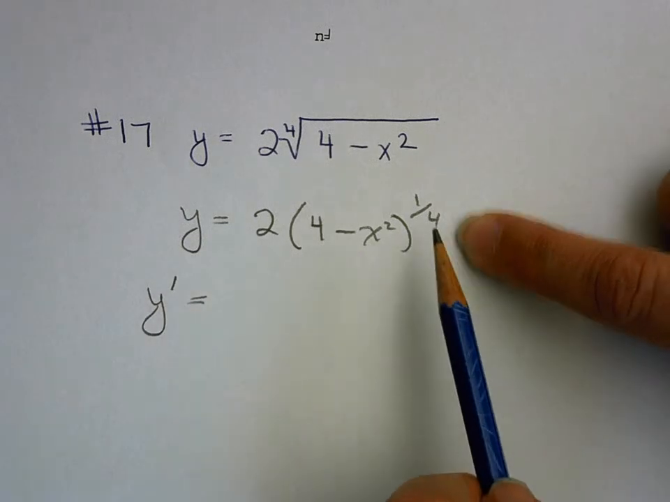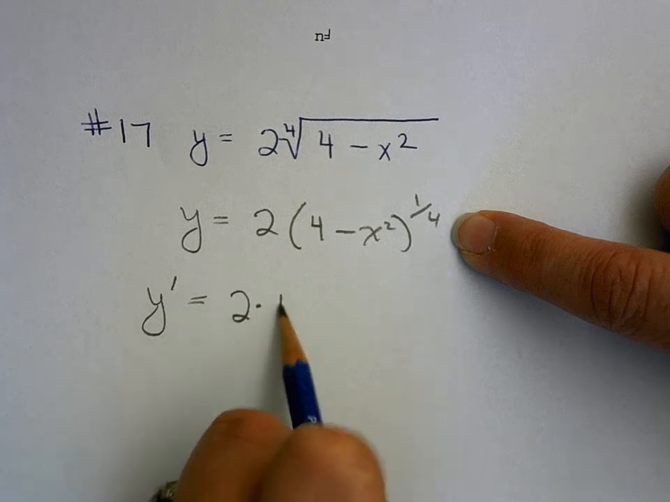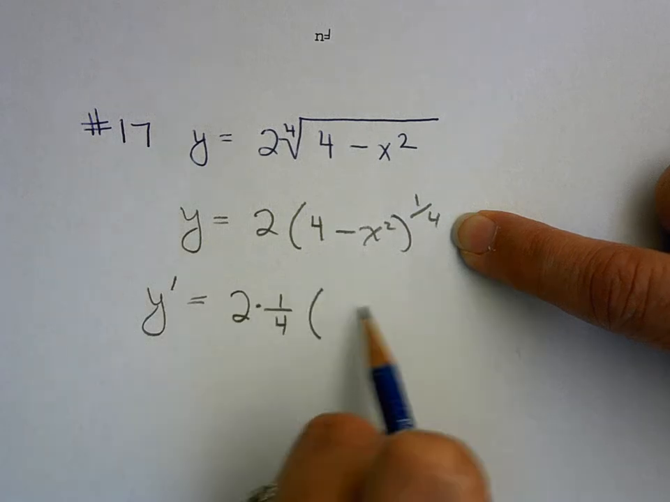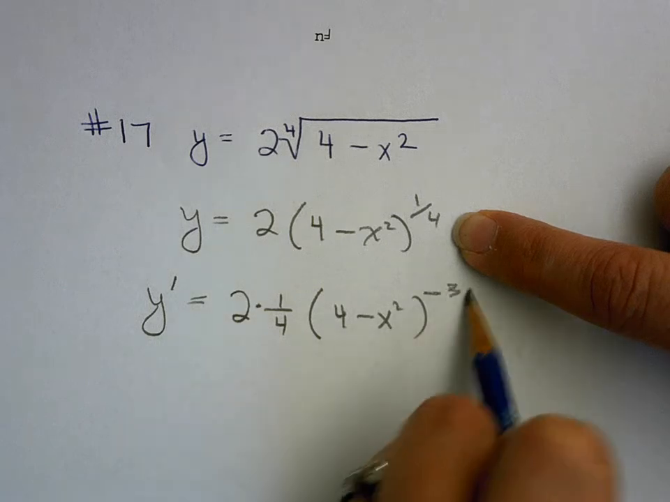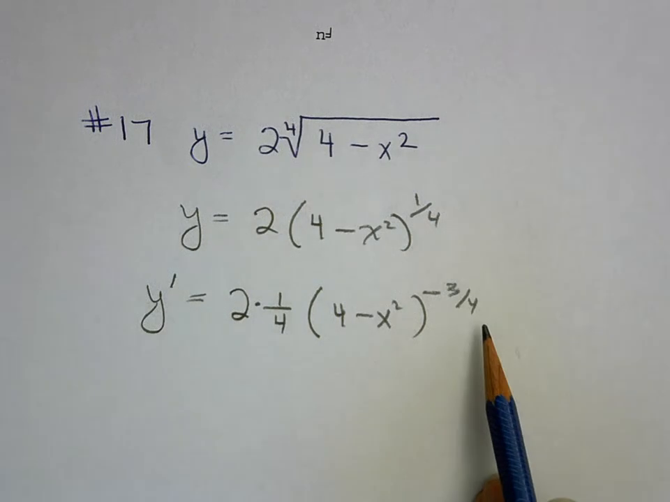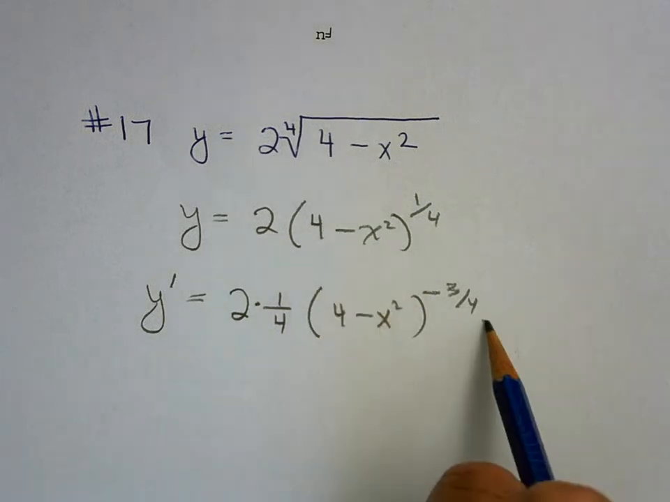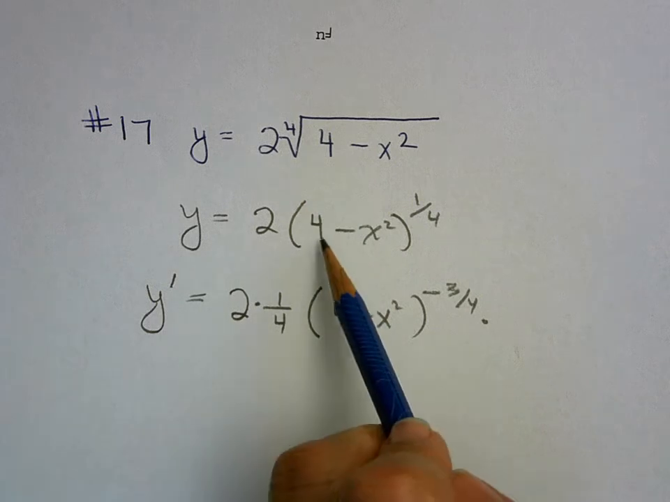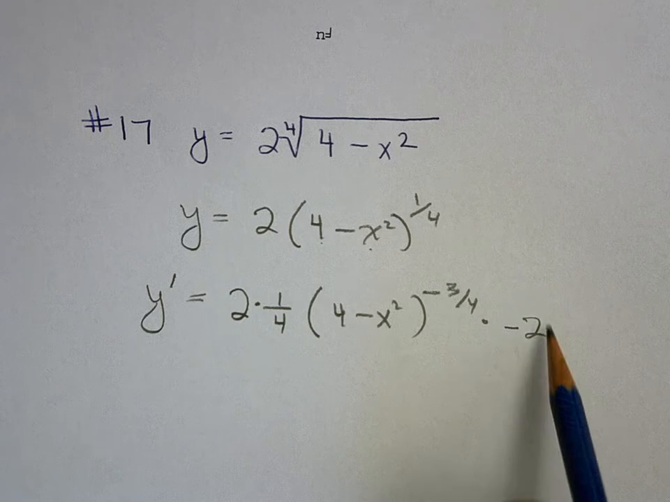For power rule, I take the power down, multiply it to the coefficient, so it'll be 2 times the 1/4, and then I reduce the power by 1. So all I've done so far is the power rule component, and now I want to do the chain rule component, which is to multiply by the derivative of what's inside. So now I want to take care of this derivative, and I'm going to multiply by that derivative. The derivative of 4 is just 0, and the derivative of negative x squared is negative 2x.